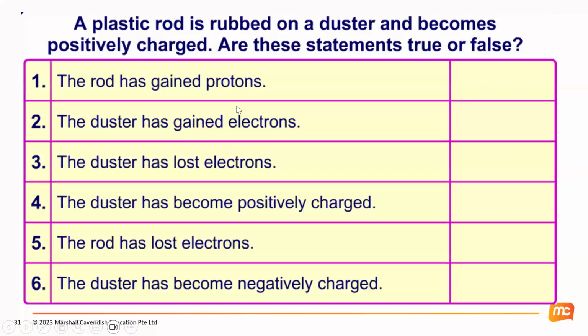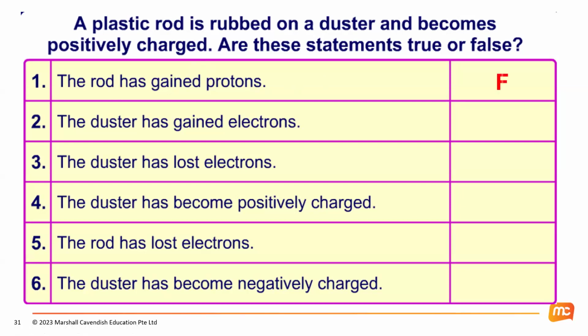Now you may pause the video to think about whether these statements are true or false. I'm going to go through them now. It says that a plastic rod is rubbed on a duster and it becomes positively charged. The first statement says the rod gains protons. Remember I mentioned that only the electrons move. The protons stay inside the nucleus and don't move. So the rod becomes positively charged not because it gains protons, but because it loses electrons.